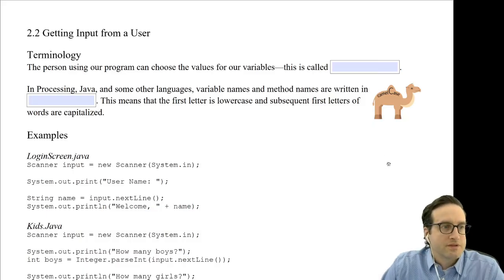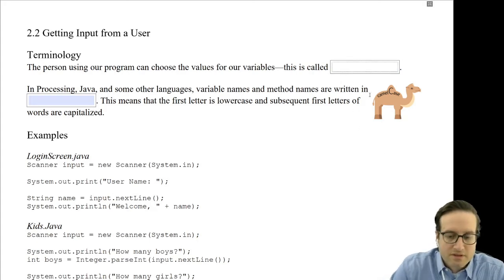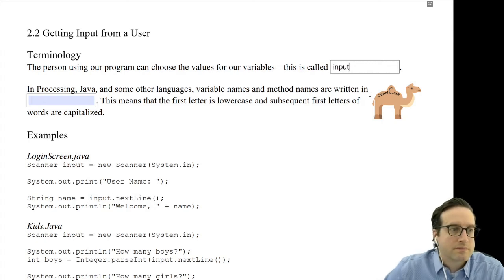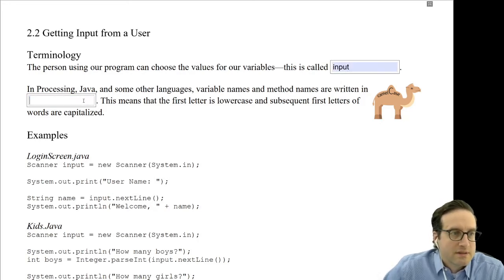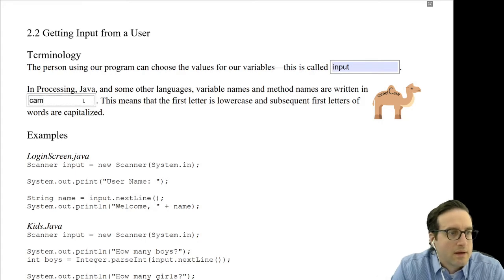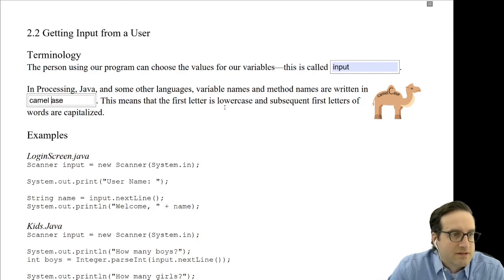So some terminology. The person using our program can choose the value for our variables. That's what we did in the examples, and this is called input. In Processing and Java and some other languages, variable names and method names are written in camel case. This means that the first letter is lower and subsequent first letters of words are capitalized. So here's an example.